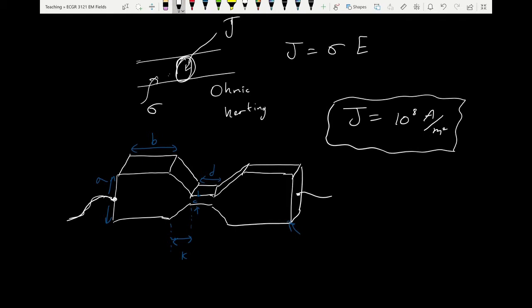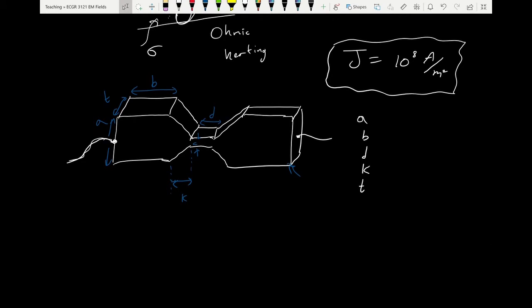So we have a, b, d, k, and c. The thickness of the fuse is t. I'm not giving you c because c is the design part of this example. We have to design for c such that this fuse blows up at 20 amps, I believe.